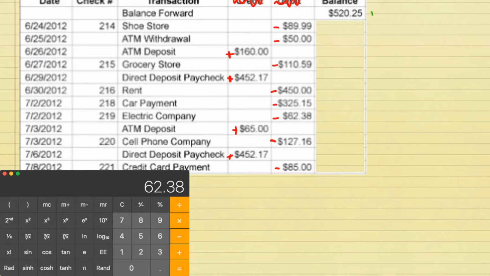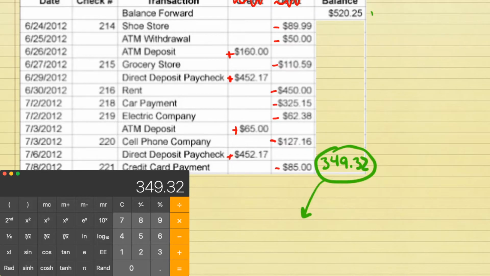We're going to add the $65 for maybe a roommate paying you. We're going to subtract the $127.16 for the cell phone. We're going to add my check for the month back in, and then we're going to finally make a credit card payment of $85. And it looks like my total that we're getting in the very end is $349.32. This is the final amount that would be carried over to the next month.